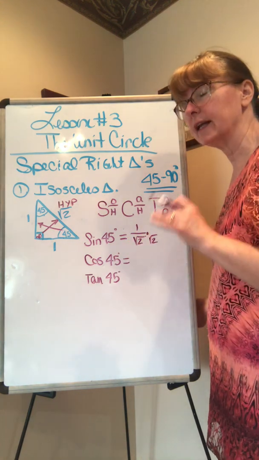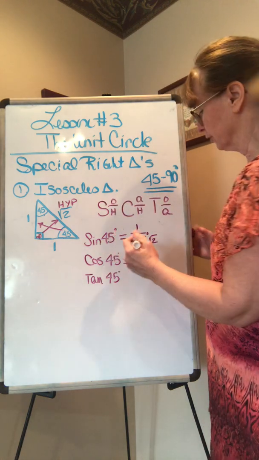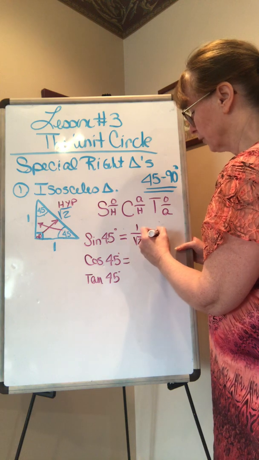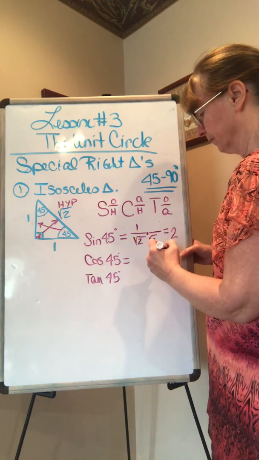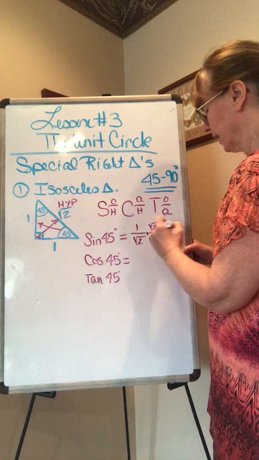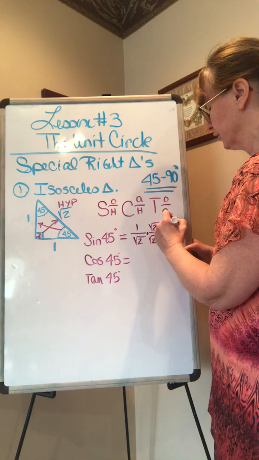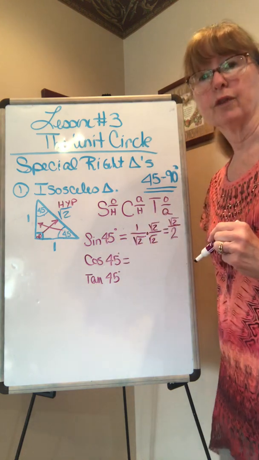Now, I'm not going to just write an exponent, because if I do that, I might confuse myself. Let's write it out. Rad 2 times rad 2 means rad 2 squared, which gives me 2. Now, whatever I do to the bottom, I better do to the top. 1 times rad 2, I get rad 2 over 2. The sine of 45 is radical 2 over 2.